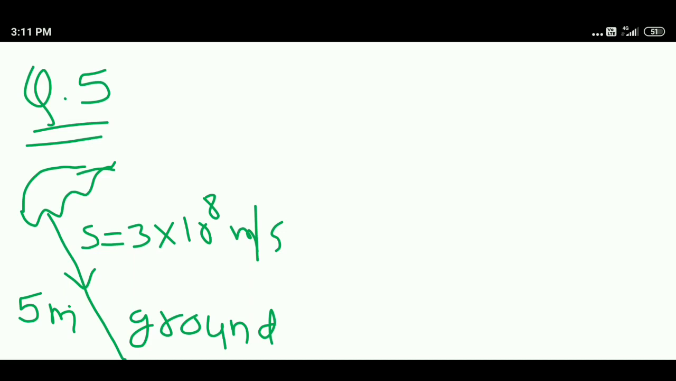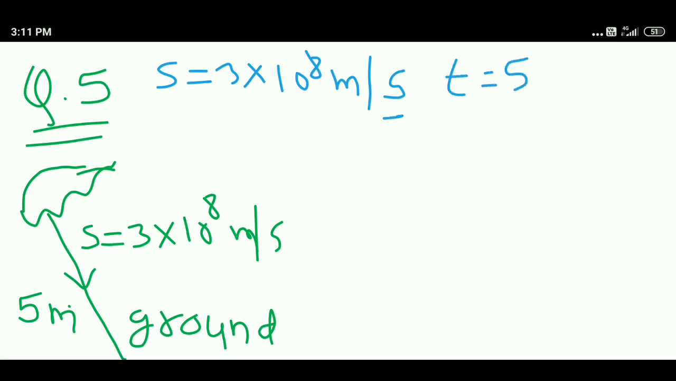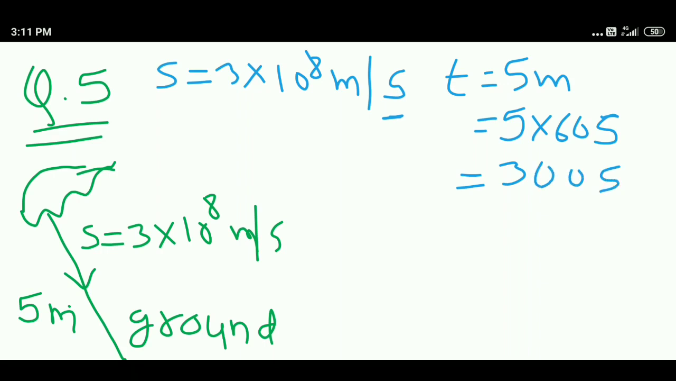Now we will solve the question. See, speed is given: 3 into 10 to the power 8 meter per second. Time is also given, but time is given in minutes while speed is given in seconds. So we have to convert this time, minutes, into seconds. We know how to convert this, only multiply it by 60. Now it will become 300 seconds.